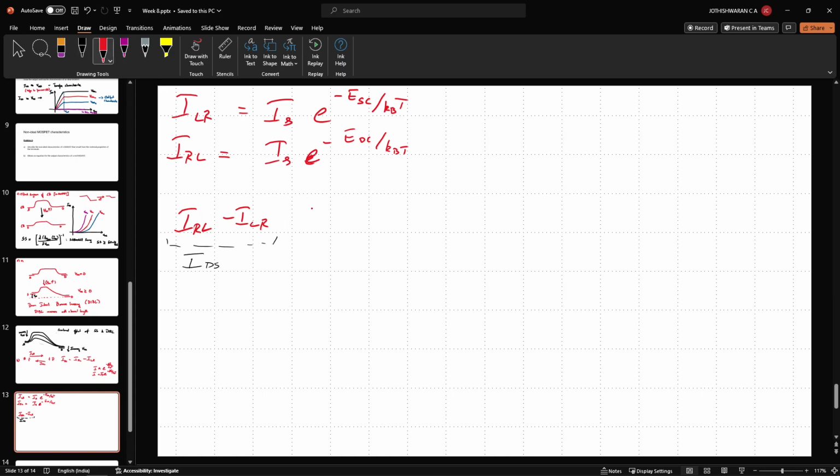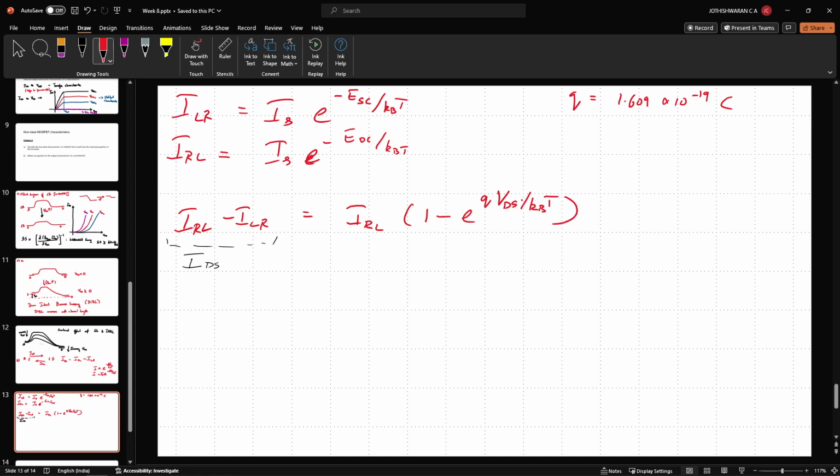This is equal to IRL into 1 minus, so we'll essentially get e to the power, like q is a negative value. So here I will need to write this: q is equal to 1.609 into 10 to the power minus 19 coulomb. So this is technically the charge of a proton. This is not the charge of an electron. So E will be minus of this quantity into applied voltage. So minus of minus will give me plus q VDS divided by KBT.